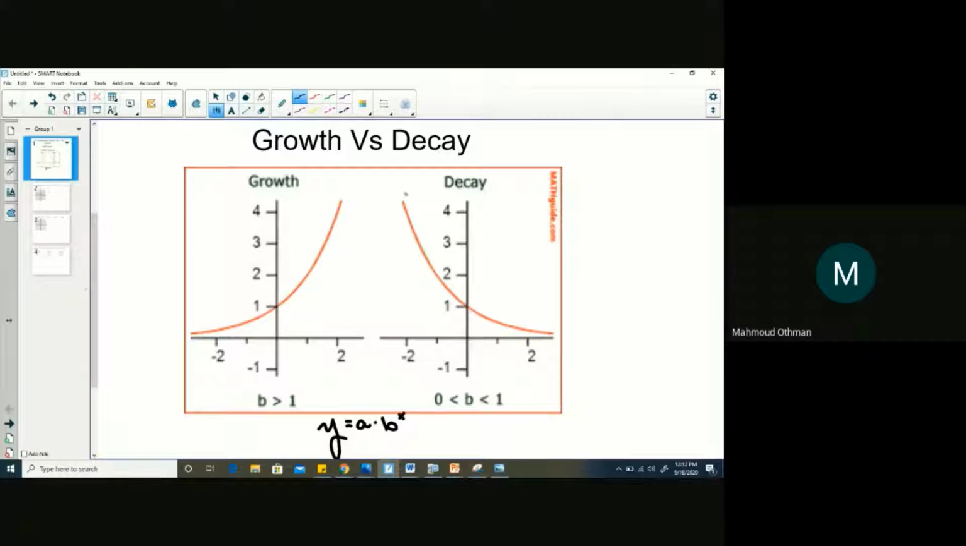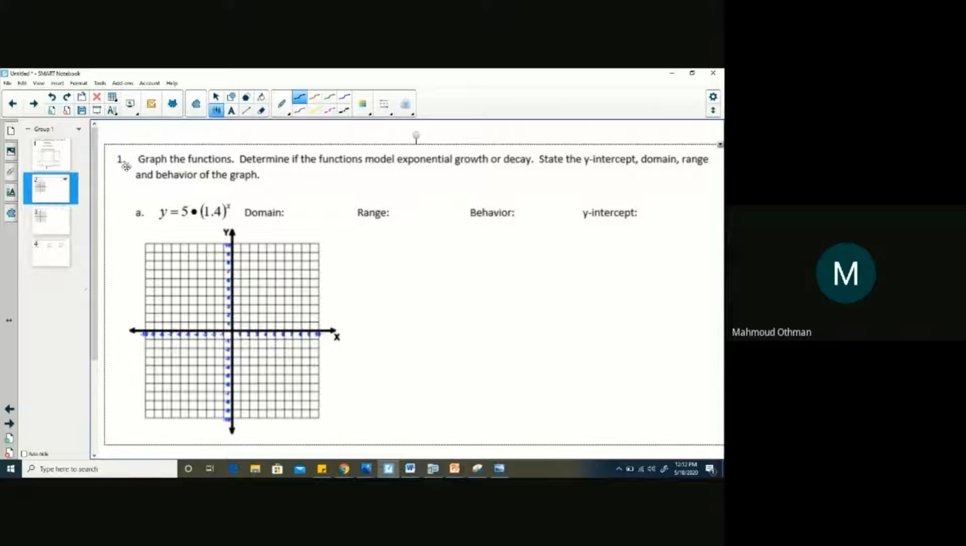And exponential decay functions have this decreasing curve where it gets smaller really quickly. And this is for b is greater than 0 and b is less than 1. That's the difference between the two. Graph the functions. Determine if the function models exponential growth or decay. Then state the y-intercept, the domain, the range, and behavior of the graph.